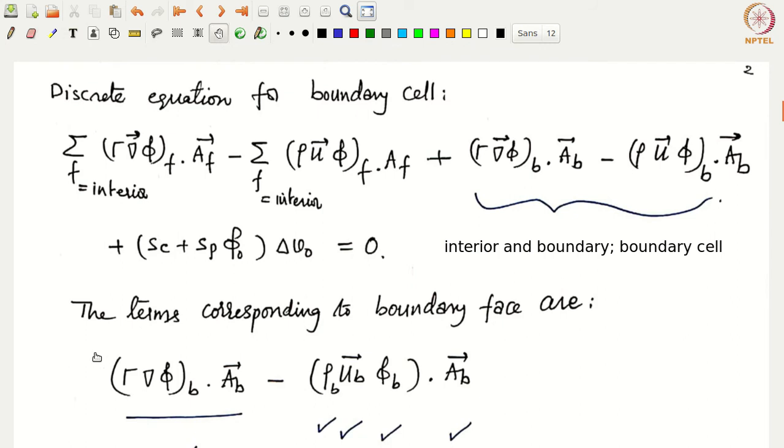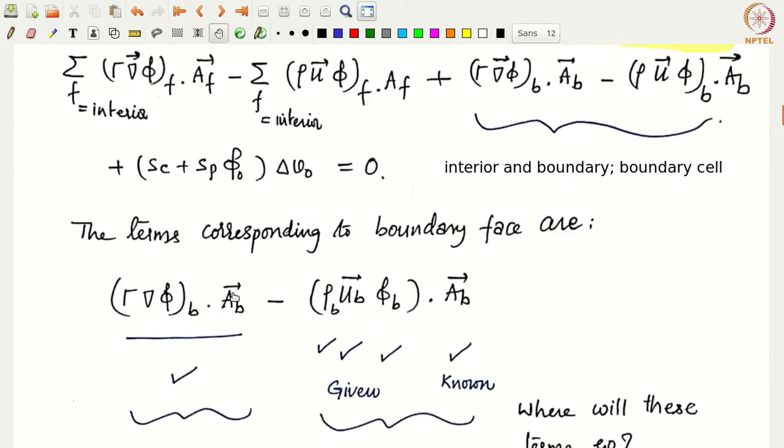We know how to discretize the interior faces already. Now we just need to look at how to discretize the boundary terms, right? The only thing that needs to be understood is how to discretize these two terms. Even the first part, which corresponds to the diffusion, is already known to us. This will give rise to some coefficient times partial phi partial xi, and some other coefficient times partial phi partial eta if you have an unstructured non-orthogonal mesh.